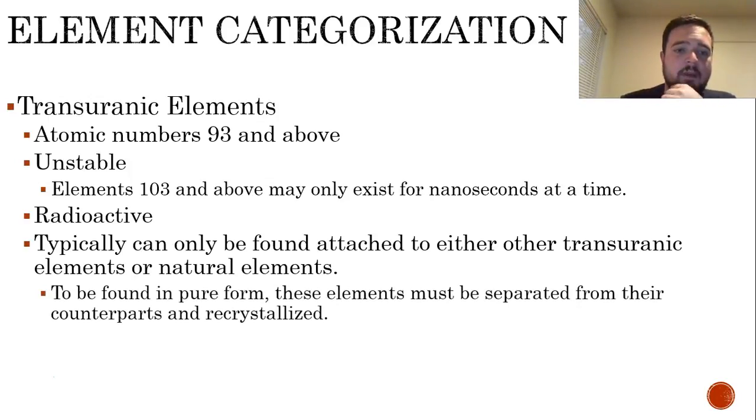To be found in the pure form, the elements have to be separated from their counterparts and recrystallized. And what that means is we break it apart, we dissolve it, get all the bad stuff out, or the stuff that we don't need, and then we reform the element on its own to purify it to where that substance, that little sample that we have, is just that particular element or compound if needed.